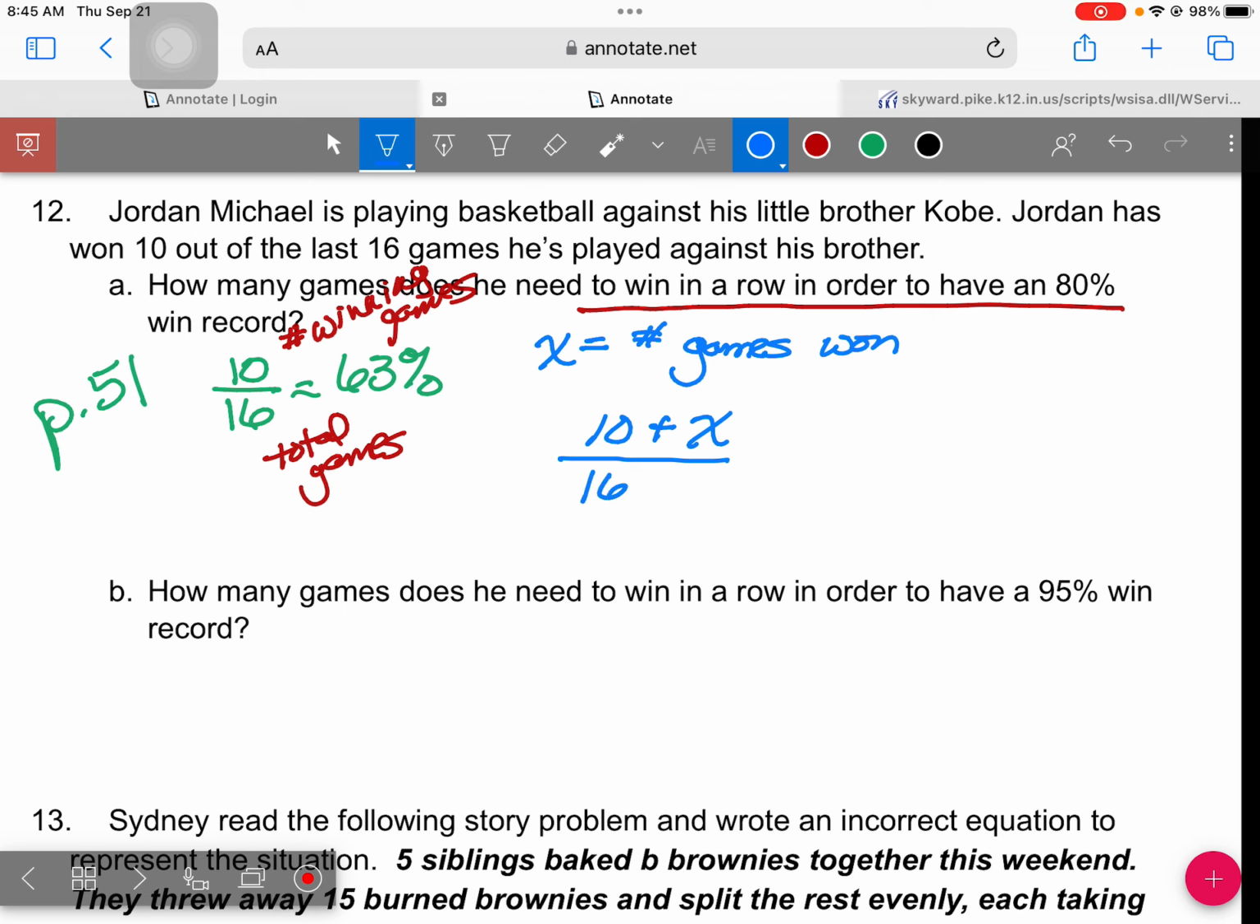He won 16, and all of those X number of games that he added, he is also going to be adding to his total. We want to end up with an 80% winning rate, and that I need to change into a decimal, which is going to be 0.8. So wherever this is, it's just 2 places to the left. How would I start to solve this?